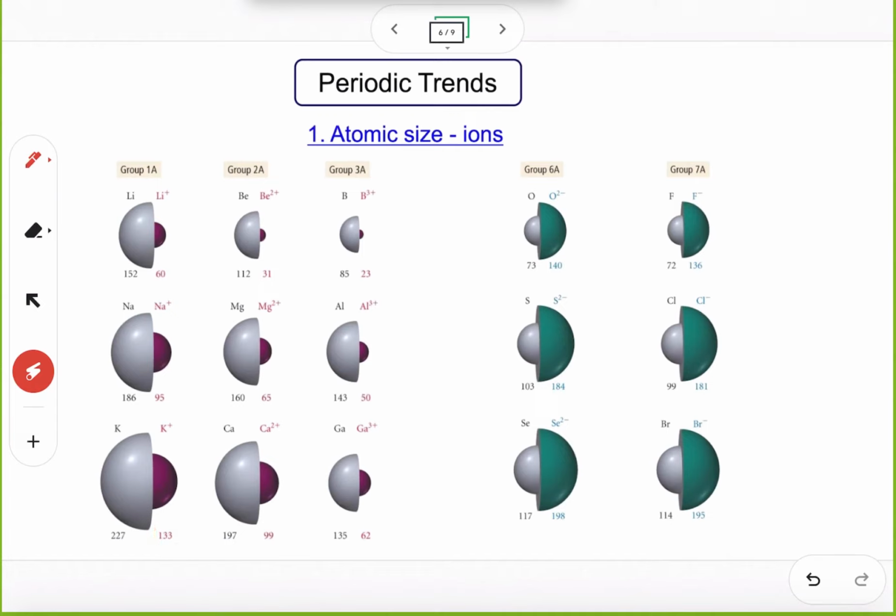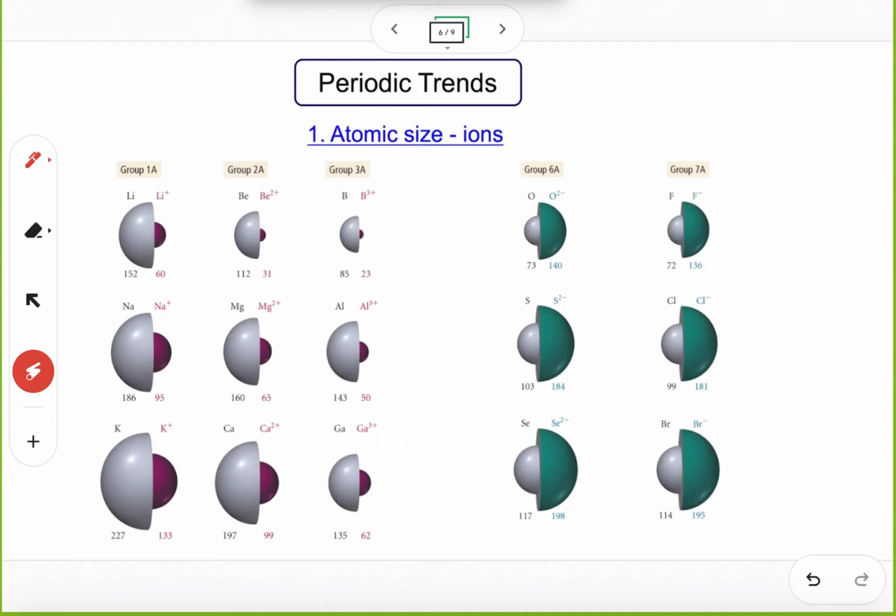A similar trend can be observed in some other groups. For group 2A, it increases from 31 to 65 to 99. And the anions show you a similar trend: O2 minus 140, S2 minus 184, selenium 2 minus 198. So it looks like for the same group, ionic size will increase from top to bottom.